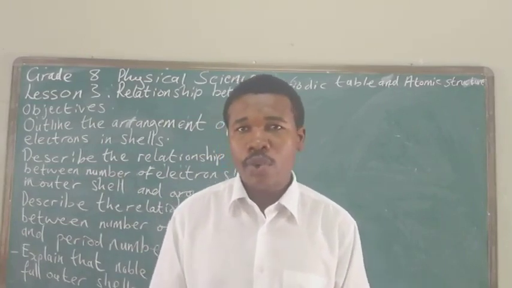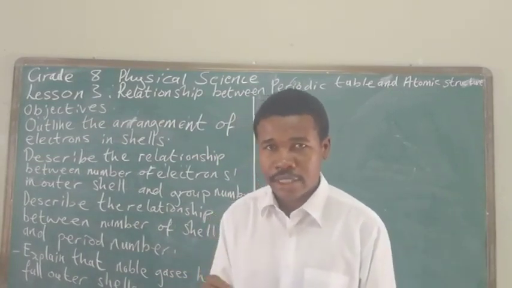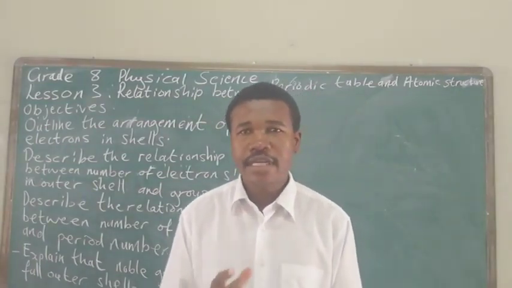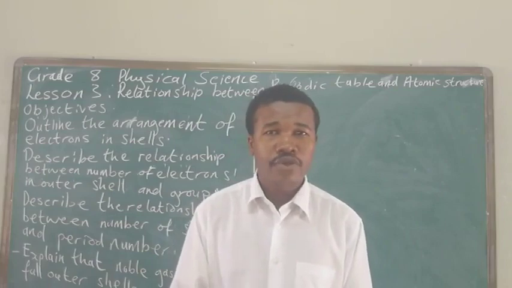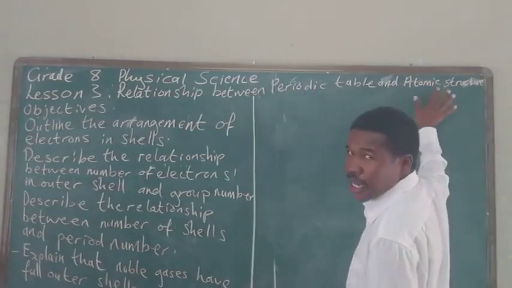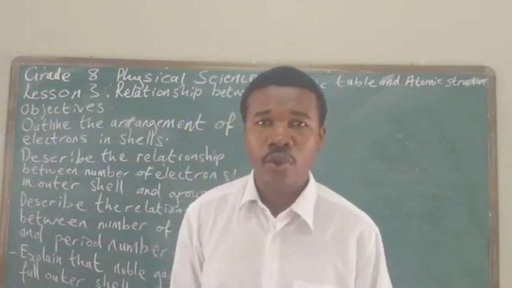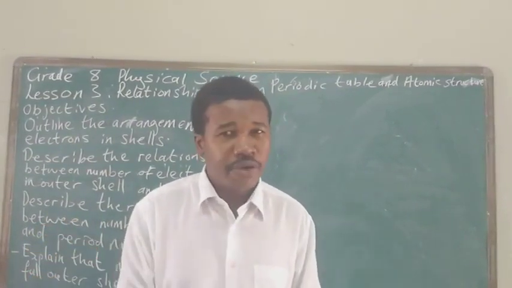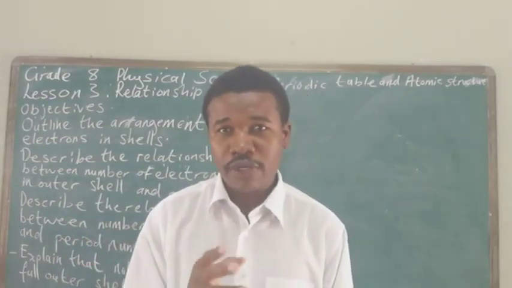Now today, we want to look at a concept. Remember, in the first lesson we looked at the periodic table. In the second lesson we looked at the atomic structure. Today we are going to look at the relationship between the periodic table and the atomic structure. We're going to show how, just by looking at an atom, you should be able to determine which period or which group, or where exactly it is located on your periodic table. That is what we're going to be doing today.